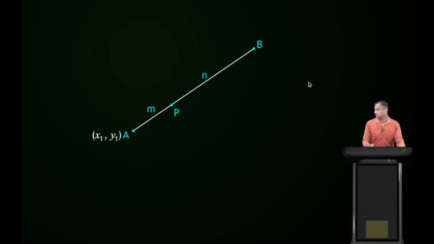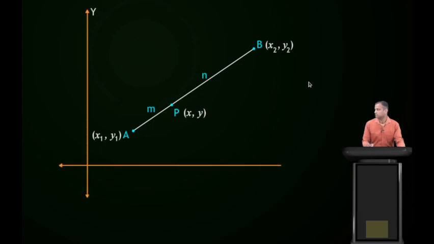So there is a point (x1, y1), then there is another point (x2, y2), and now we have point P (x, y). So how will we find the coordinates of P, which is (x, y)? Let's see how we will do this.